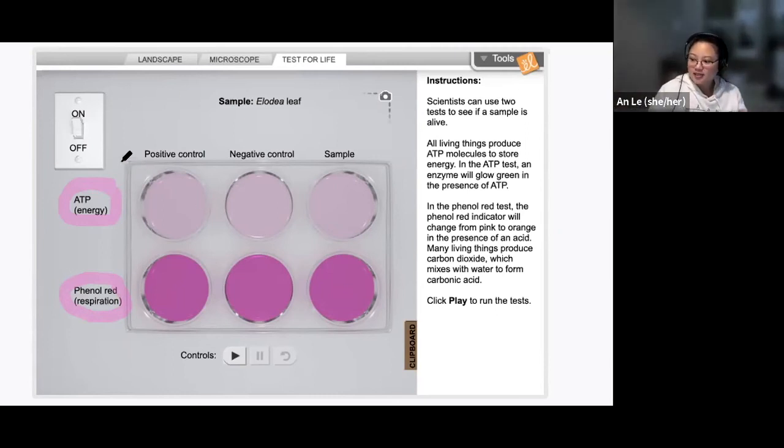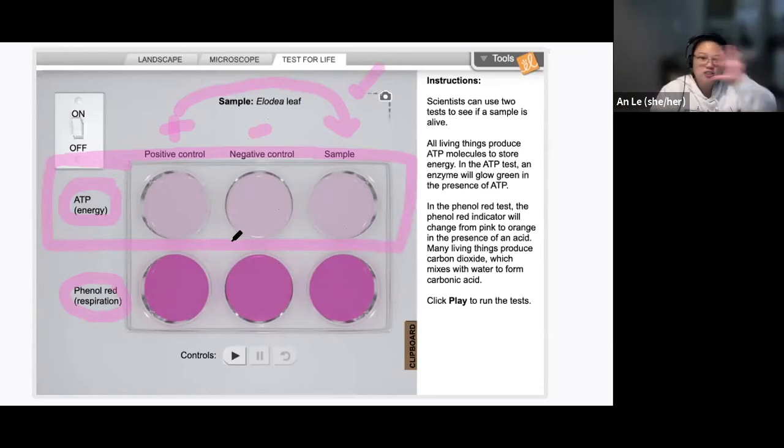I really love these tests because it easily shows. So you have the positive control, the negative control, and then you have the sample. If the positive control matches the sample, then it has it. The negative control is the test that does not have ATP. In this bottom tray, the negative control does not have acid. Phenol red is just like a chemical. You drop it in there and see if it changes colors, it tells you it has this. Okay. So we're going to press play and then see what happens.